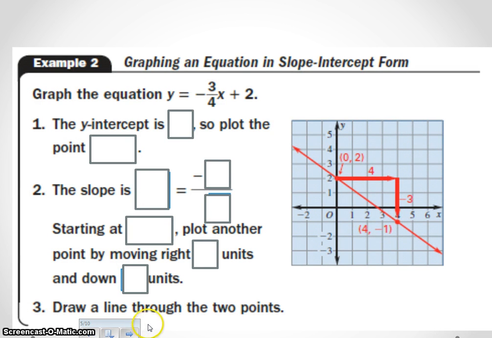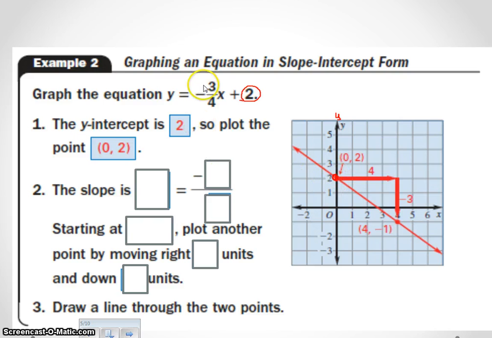Graphing in slope-intercept form. Graph the equation y equals negative 3/4 x plus 2. First of all, the y-intercept is this 2. That means on the y-axis, I could just go up 2 spaces, and there's my dot. The point is 0, 2. That's your ordered pair that you graph, and there it is, right at y equals 2.